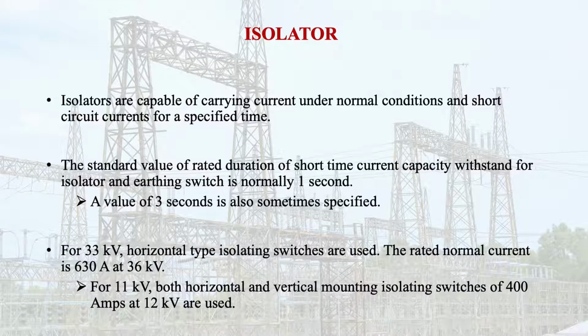Isolating switches are used, and the rated normal current is 630 ampere for 36 kV. For 11 kV, both horizontal and vertical mounting isolating switches of 400 ampere at 12 kV are used.